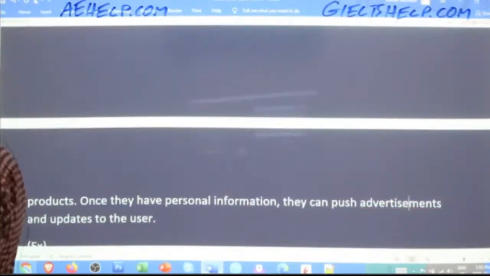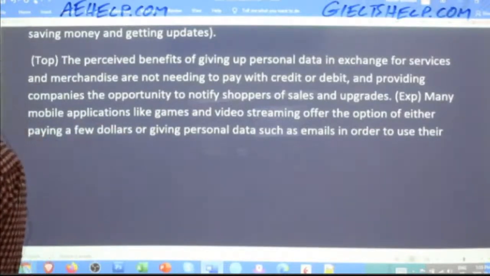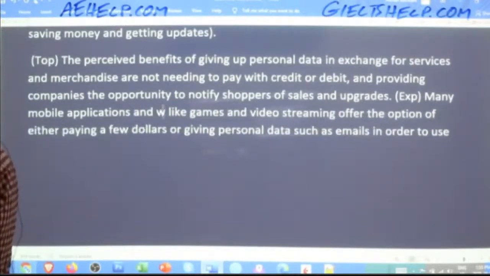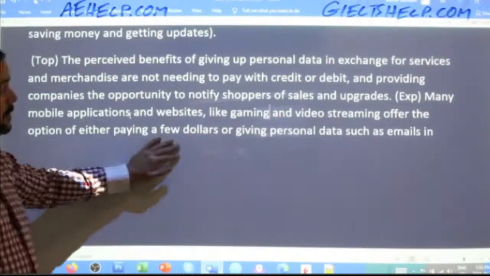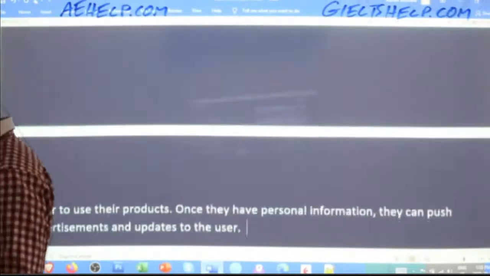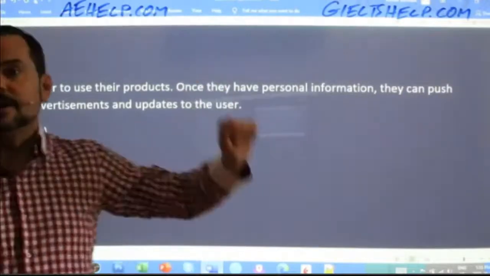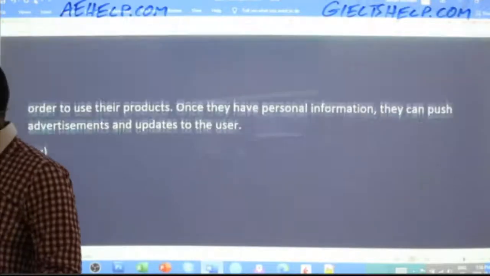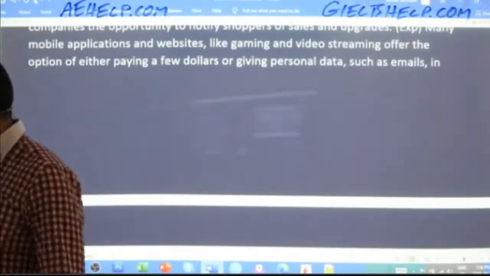Okay, so this is my explanation here. So many mobile applications, maybe I'll add a little bit more here, and websites like gaming and video streaming offer the option of either paying a few dollars or giving personal data such as emails. Let's pay attention to punctuation, such as emails, in order to use their products. Once they have personal information, they can push advertisements and updates to the user. Okay, all right. So that's my explanation of how we can save money and get upgrades or updates.